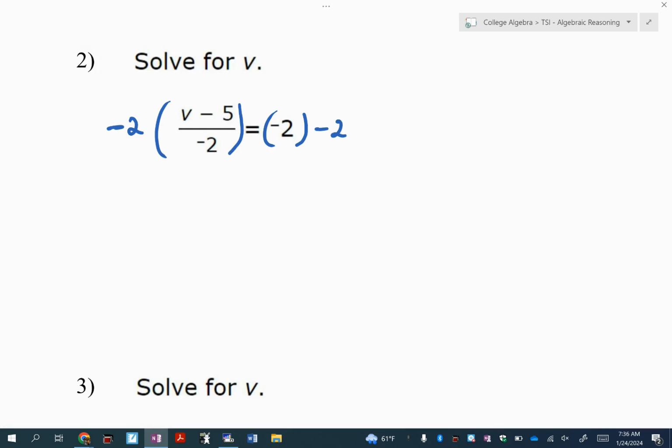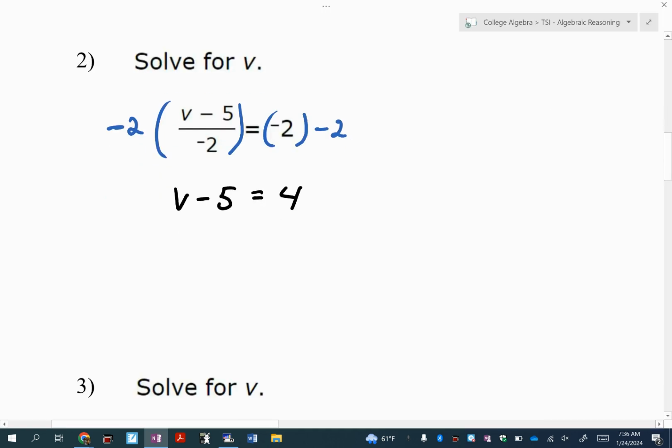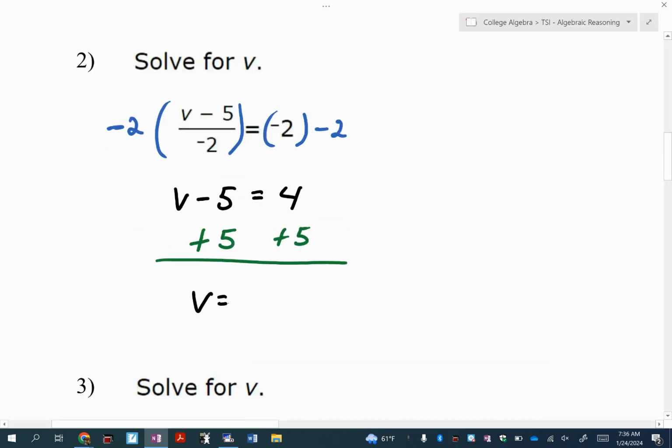All right, so now we have v minus 5 on the left side. What's negative 2 times negative 2? Positive 4. And how do we get that minus 5 to the other side? Add it. Nice. Very good. So v equals a positive 9.